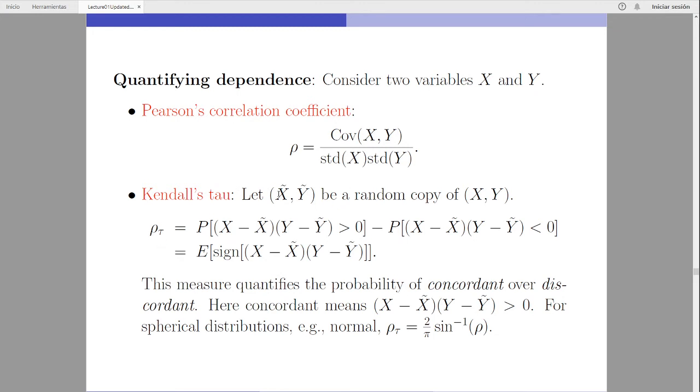We are going to let x-hat and y-hat be a random copy of this. So Kendall's tau is the probability that the product of this difference is greater than zero, minus the probability that the product of this difference is less than zero, aka this can be seen as the expectation of the sign of this. I mean, the sign is a function that takes value 1 if the parameter is positive, and value minus 1 if the parameter is negative.